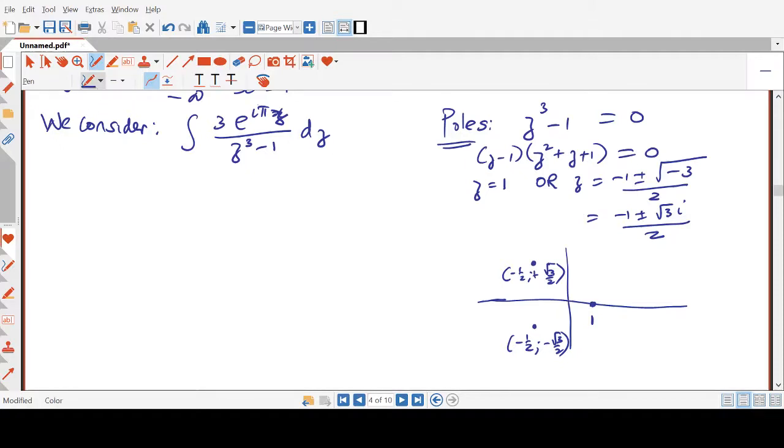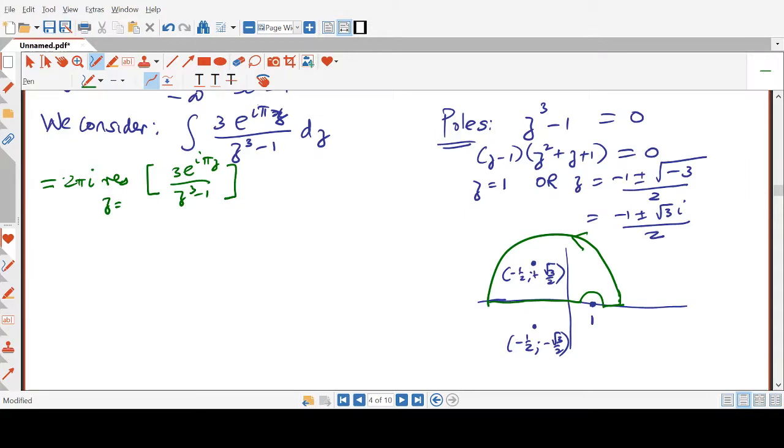Then we throw a contour over the upper half plane, as we've been doing all the time now. And of course, you come here and skip this guy and go there. Those moves are not really vital because now you can just apply the result. So then we can say the integral is equal to 2 pi i times the residue of 3e to the i pi z over z cubed minus 1 at the point z equals minus half plus root 3 over 2 i.